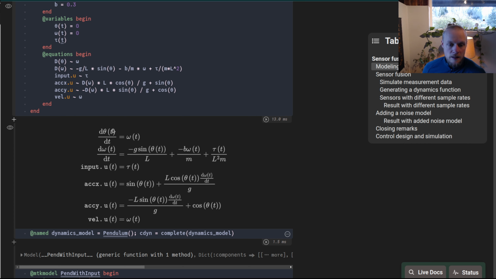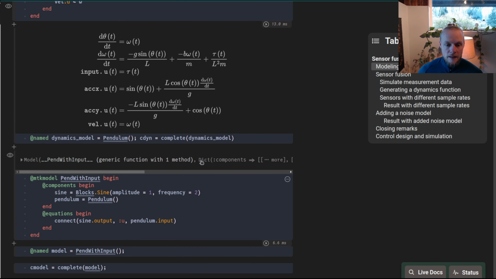Then we have the equations for the sensors. So the gyroscope just measures the angular velocity. And the accelerometer, the two different components, have one component that depends on the angular acceleration and one component that is just due to gravity. So the accelerometer always measures gravity. And this is normalized here by G. So this is measuring in units of G. So it's measuring the G-force.